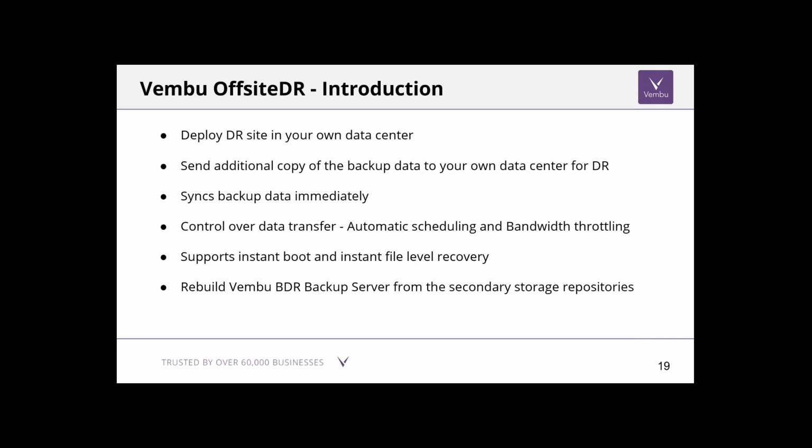So in case your entire site went down, say site 1 went down, you can just instantly boot site 1 on site 2 by using the OffsiteDR server. You can perform instant VM recovery, instant file level recovery, and instant granular recovery for Exchange, SharePoint, and SQL databases. And for restore, you can even permanently restore a virtual machine or a physical machine on your secondary site. Also, once your site is restored, you can rebuild the entire Vembu BDR backup server from the Vembu OffsiteDR server.